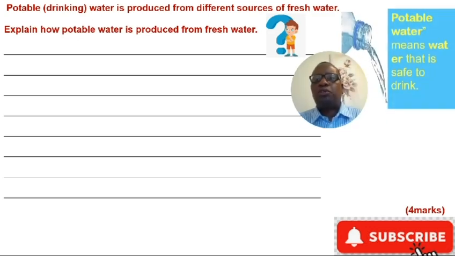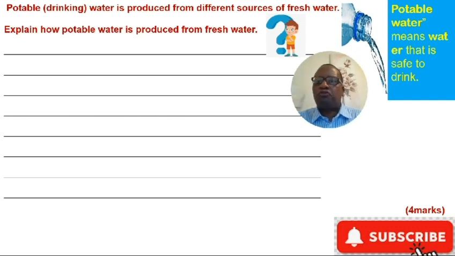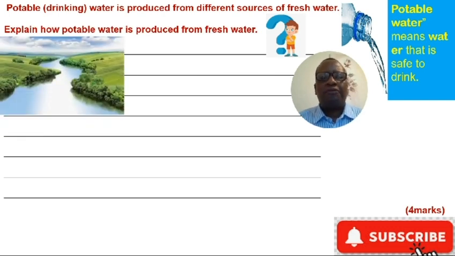Potable water is water that is safe to drink. But the question highlights the water could be coming from different sources, different sources of fresh water. And in this video, I have chosen water coming from the river.